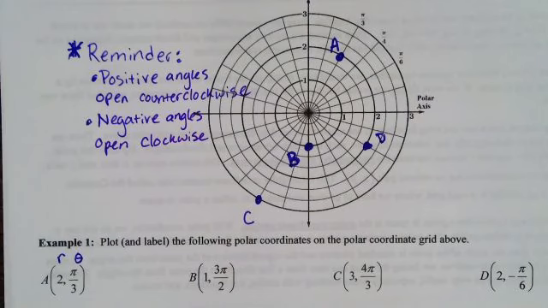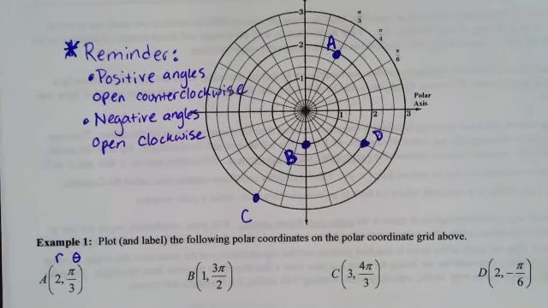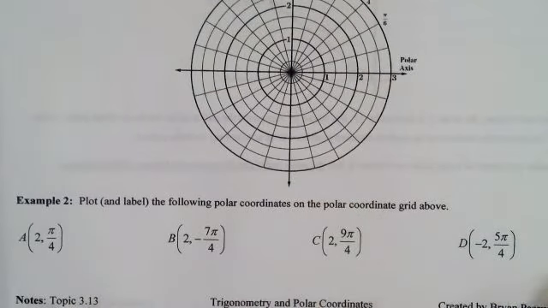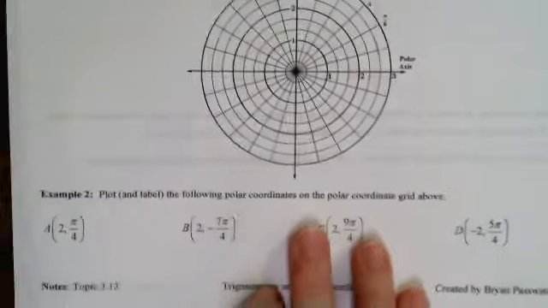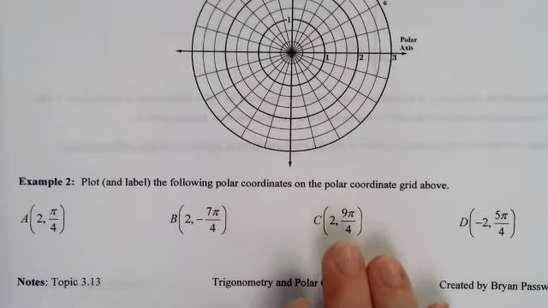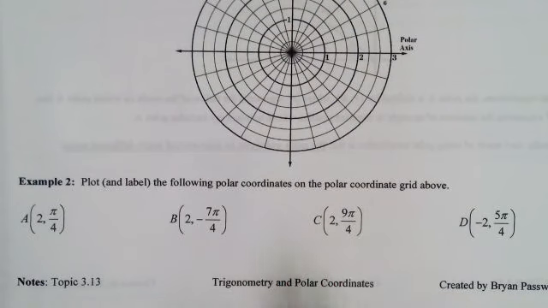So we're going to follow that. All right, I got one more example for you guys, well, maybe two, it just depends on time. Here's example 2. It says plot and label the following polar coordinates on our grid. I would like you to pause the video and try this one on your own for a moment. See if you can plot where these points are. Come back when you're ready to see the answers.